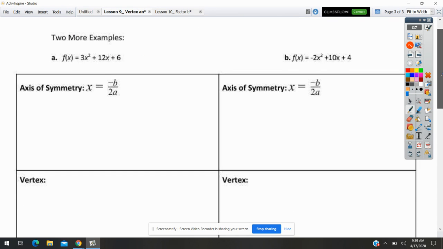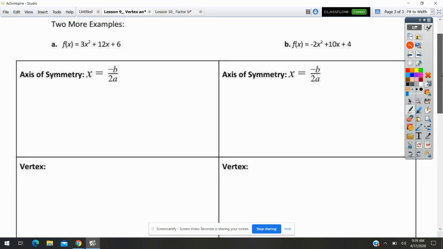Okay, just 2 more examples, and then you guys are going to do the practice. If you feel like you don't need these examples, you can move on straight to the practice. But for those who need more support, continue watching.